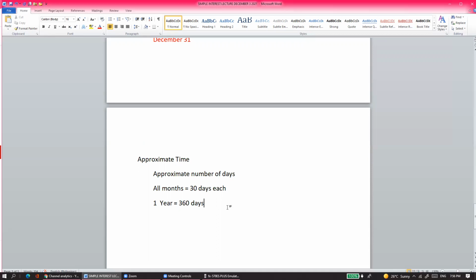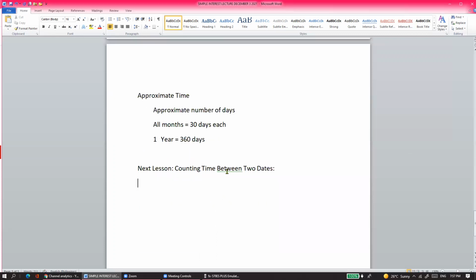Because there are still a lot of ways na pwedeng itanong pagdating sa simple interest problem. The problem may give two dates, anak. Okay? On Monday, our next session, we will study how to count the number of days between two dates. So let me advance this. Our next lesson is counting time between two dates. And I'll show you one example. Okay, counting time between two dates.